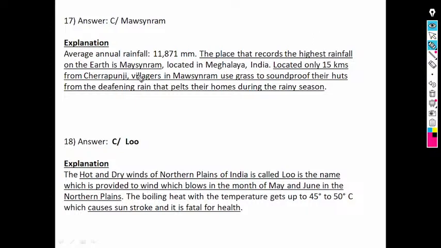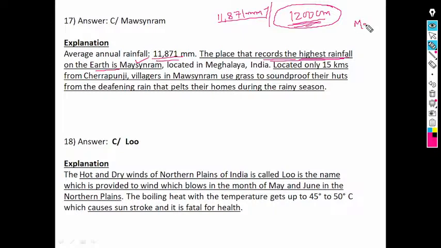Average annual rainfall is 11,871 mm, particularly at Maisinram, or we can say about 1200 centimeter. Can you imagine? Since 1 centimeter is equal to 10 mm, 1200 centimeter of rain. The place that records the highest rainfall on the earth is Maisinram, located in Meghalaya, India.